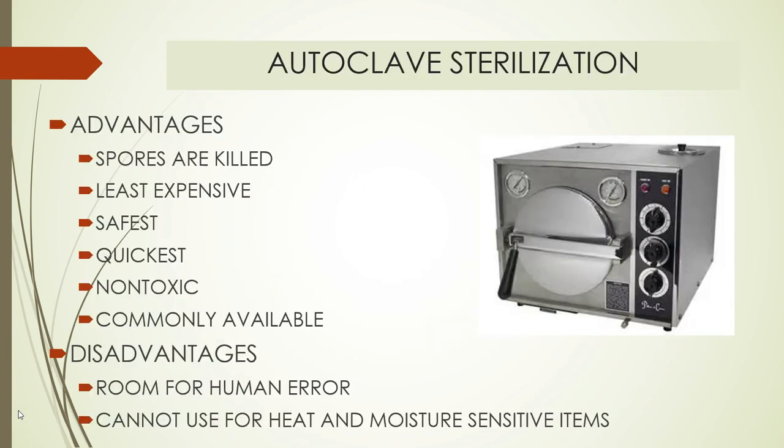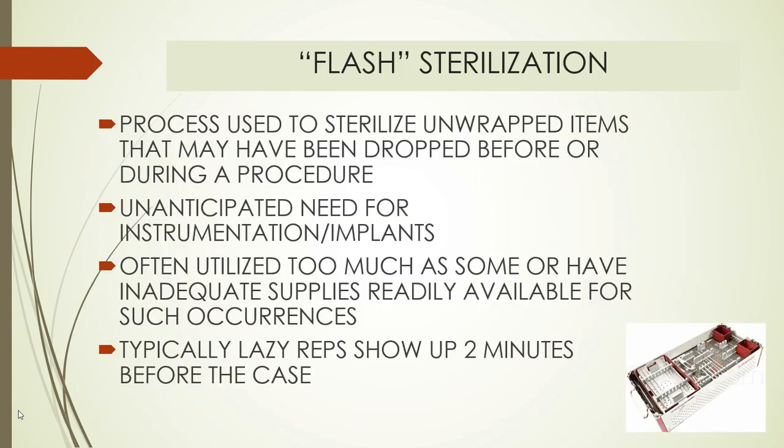So the advantages of the autoclaves typically utilized in the office is that this kills bacteria, fungi, and spores. It tends to be the least expensive and safest way to provide sterilization. It is relatively quick, it is non-toxic, and it is really not very difficult to obtain and utilize autoclaves. The disadvantage, the big one, is that you cannot use it for certain products that may be heat or moisture sensitive, and there is room for human error. Autoclaves will not work unless they are properly used. And again, this is why it is important to follow your autoclave manufacturer's recommendations. But again, typically appropriate time, appropriate pressure, and appropriate temperature will give you adequate sterilization.